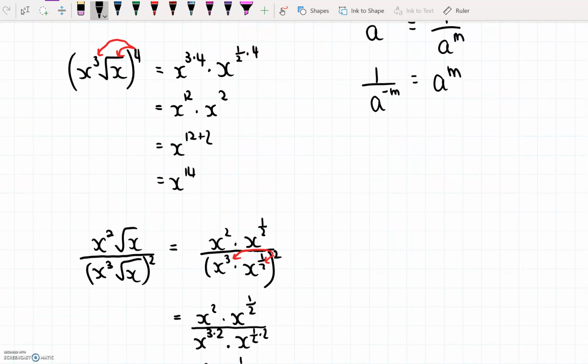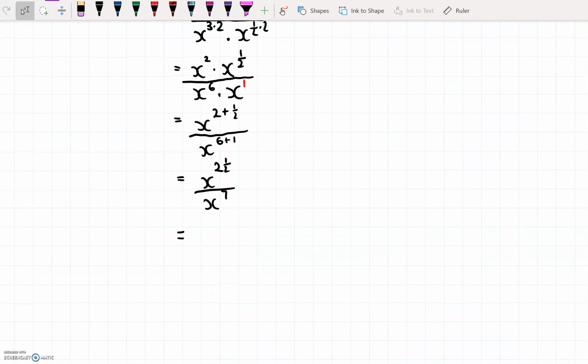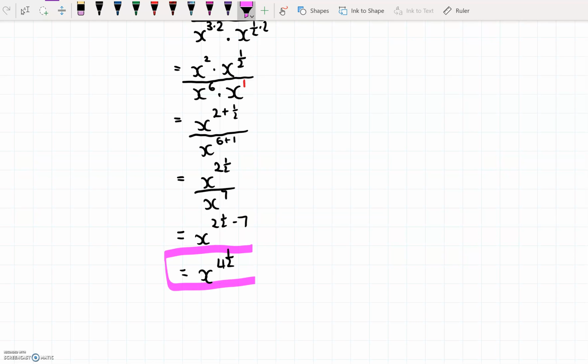Okay, so this time we're going to subtract our indices. So we're going to have x to the power of 2.5 minus 7, which gives us x to the power of 4.5. And now we have it in the form of x to the power of something. We finished that one off.